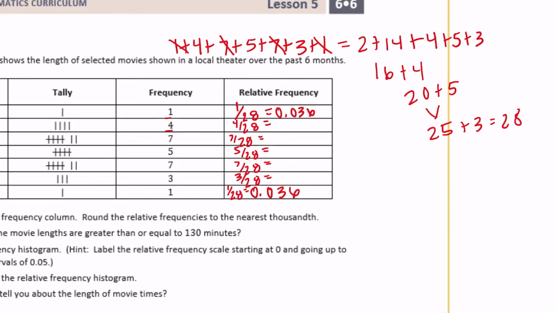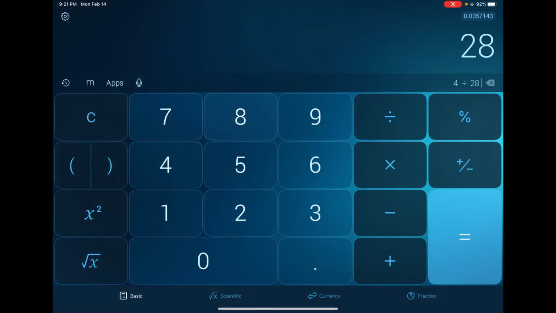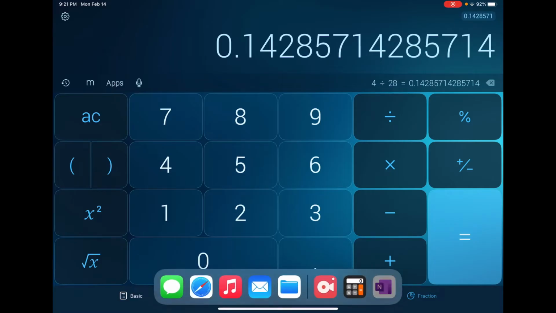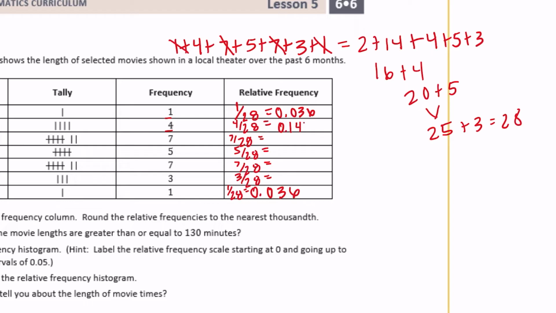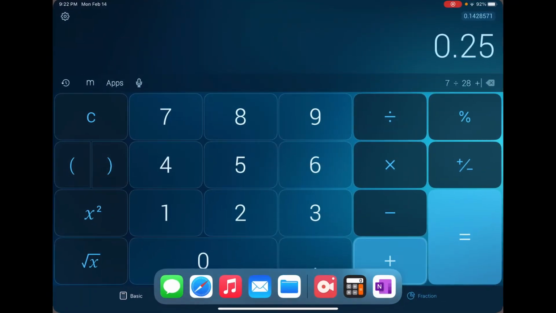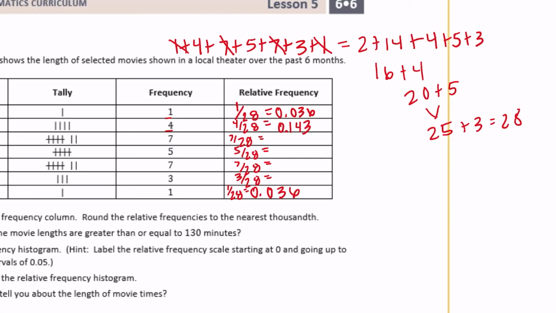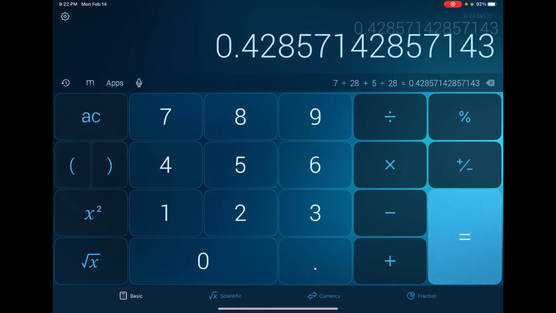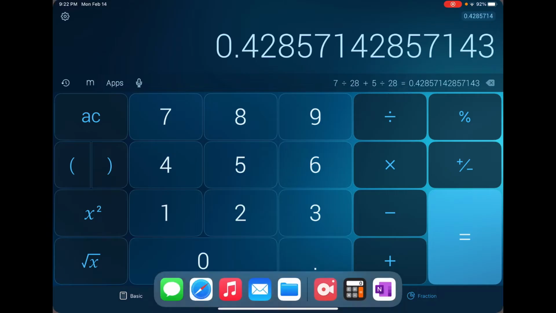Okay, so let's start with 4. Okay, round it to the nearest thousandths. There's an 8 in the 10,000ths place, which is going to make the 2 into a 3, so 143 thousandths. And that's the only 4. Okay, 7 divided by 28 is 25 hundredths, no rounding needed. And it's also right here. 5 divided by 28 is, let's see, there's a 5, which is going to turn the 8 into a 9, so 429 thousandths.